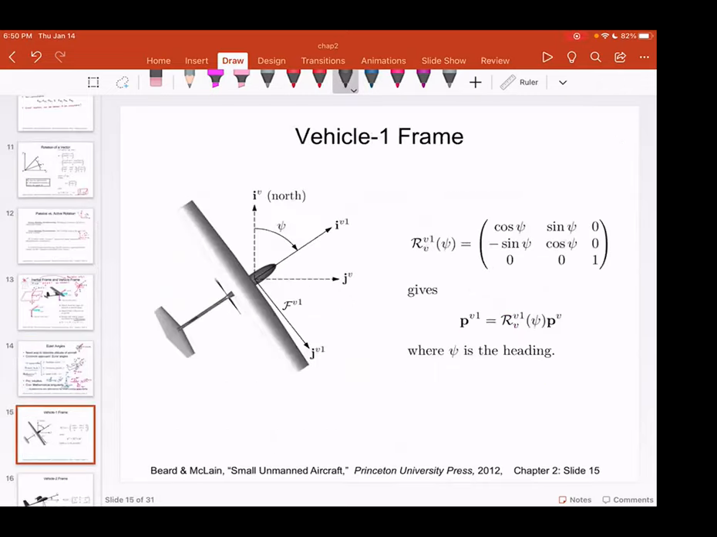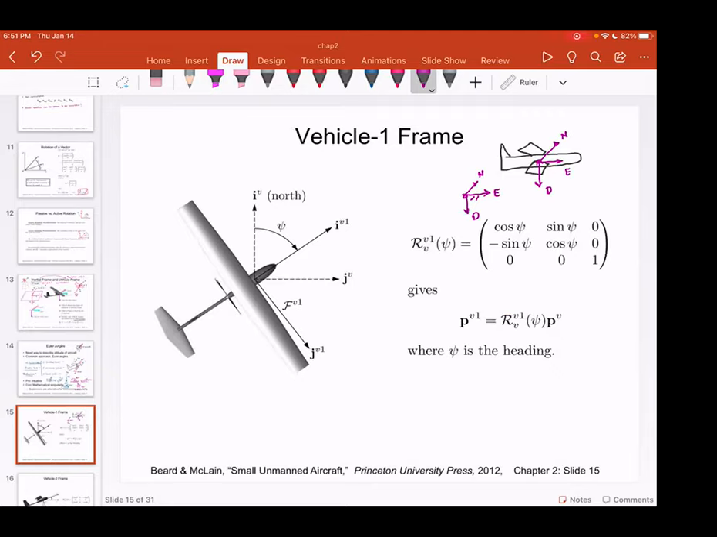Now, a quick recap of where we were. We were in the vehicle frame. We had this vehicle and a frame that was fixed at the CG, but that was aligned with the north-east-down frame. And that north-east-down frame was the inertial frame. So this is north, east, down. Now I want to find the coordinate frame that is aligned to the direction where the vehicle is pointing.